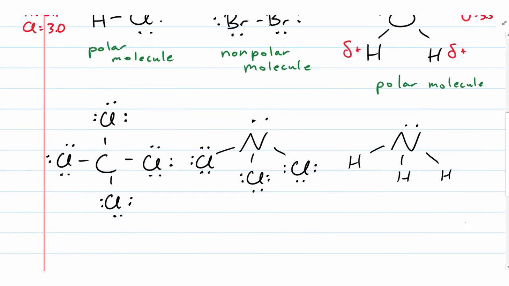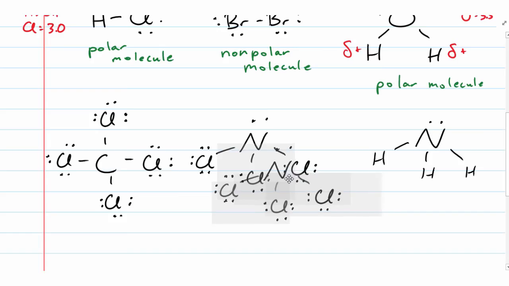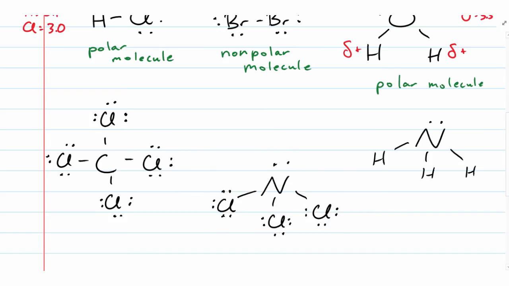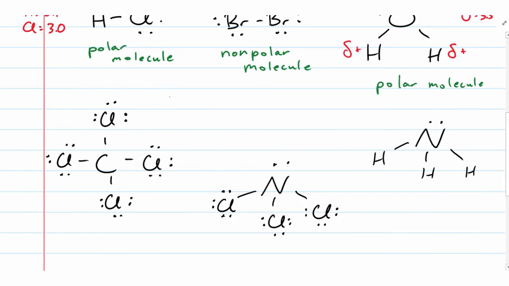Then we go to carbon tetrachloride. In the case of carbon tetrachloride now, we want to determine its polarity. And to determine the polarity of carbon tetrachloride, we look up the electronegativities of the chlorine and the carbon. So here we've got the carbon sitting at 2.5. We have the chlorine sitting at 3.0. So carbon sitting at 2.5. Chlorine sitting at 3.0.